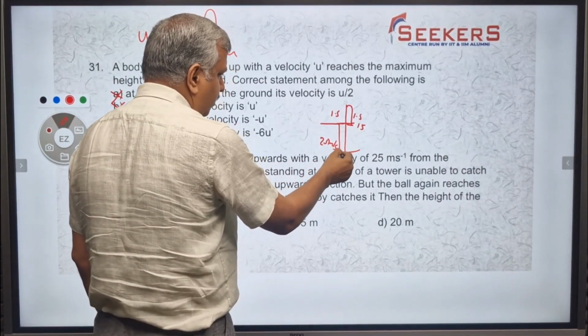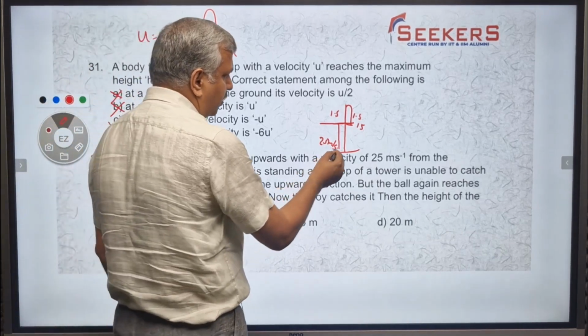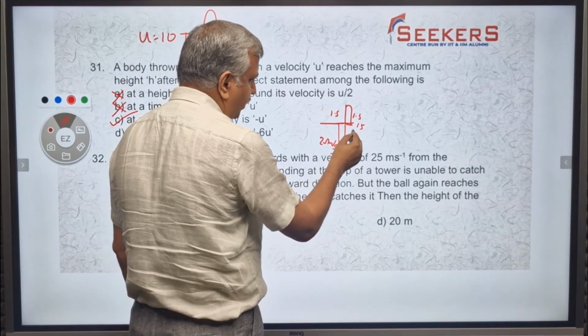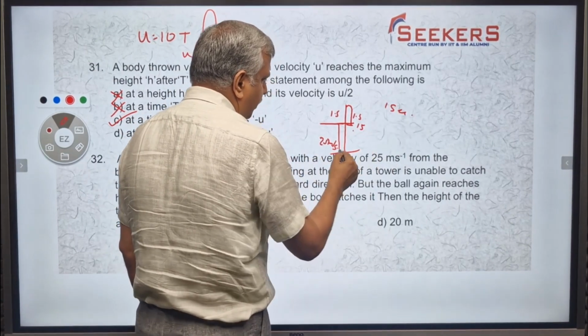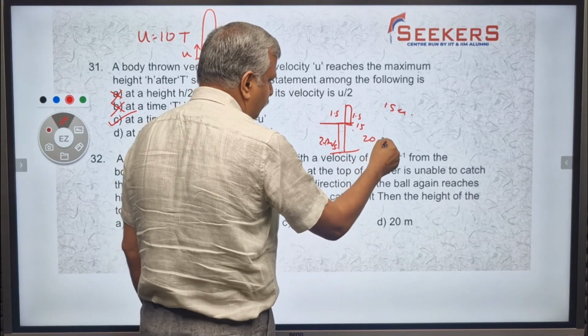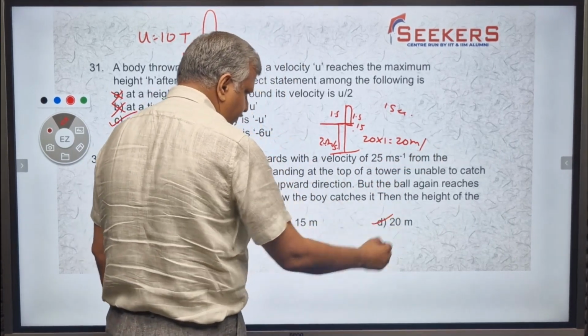So from here to here, the question is the height of the tower. Very simple. So now what can we do? We can say that from 25 to 15, it will go in 1 second. Then the average velocity is 25 plus 15 is 40 by 2, 20. So 20 into 1 is 20 meters. So that is the answer.